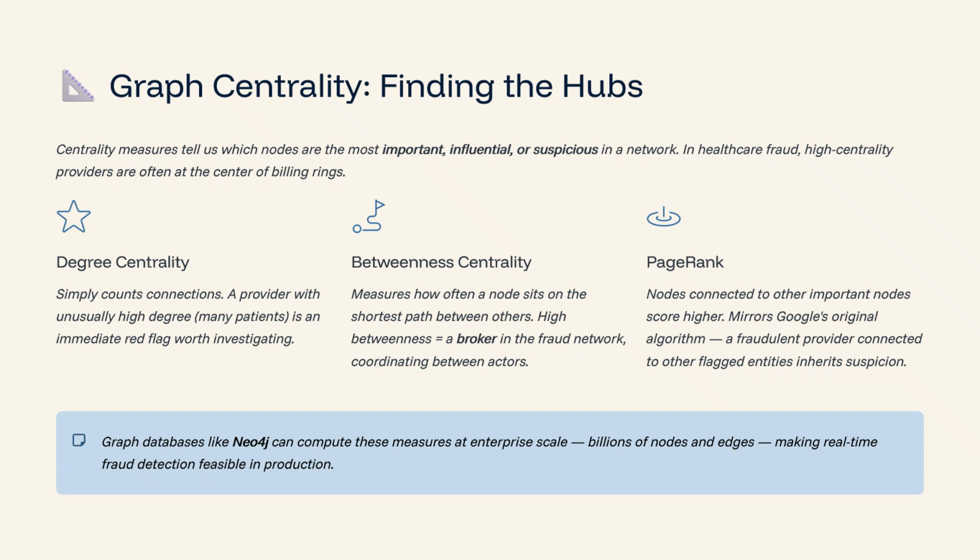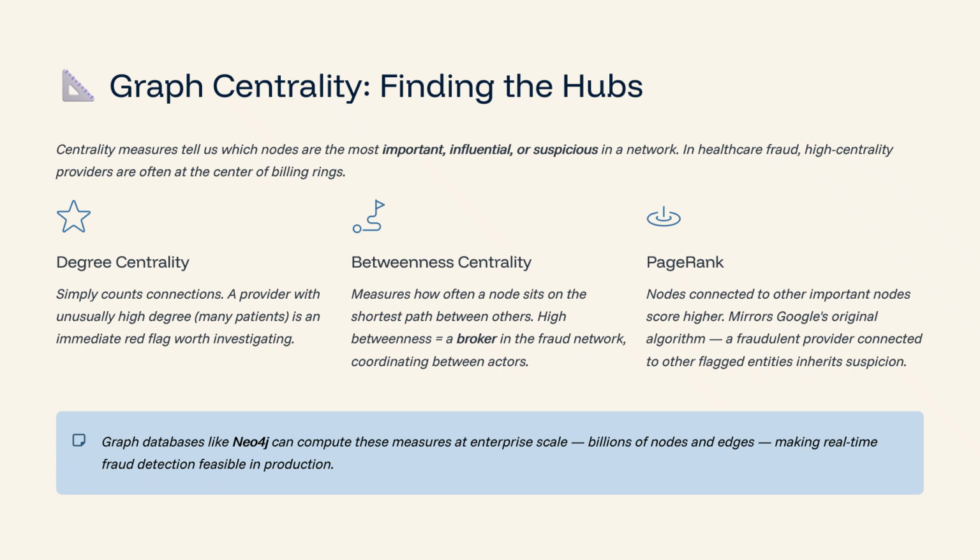Betweenness centrality asks a more subtle question. How often does this node sit on the shortest path between other nodes in the graph? A high betweenness node is acting as a broker, a connector sitting between other actors, coordinating or facilitating their interactions in a fraud ring. That's your organizer.